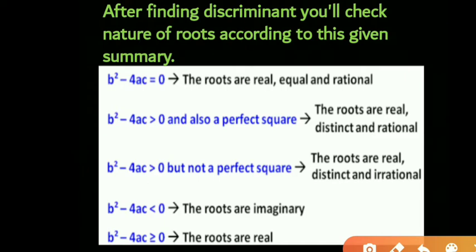If the discriminant is 0, you will say that the roots are real, equal and rational. If the discriminant is greater than 0, meaning a positive number and a perfect square also, you will say that the roots are real, distinct and rational. If the discriminant is greater than 0, meaning positive, but not a perfect square, you will say that the roots are real, distinct and irrational.